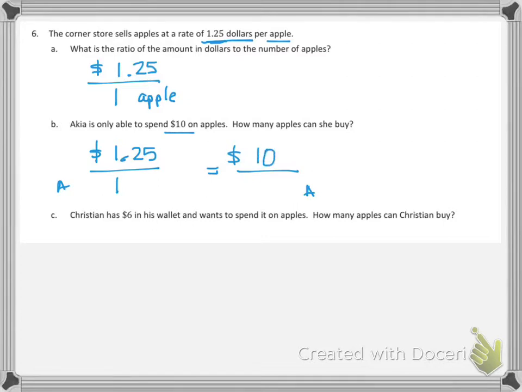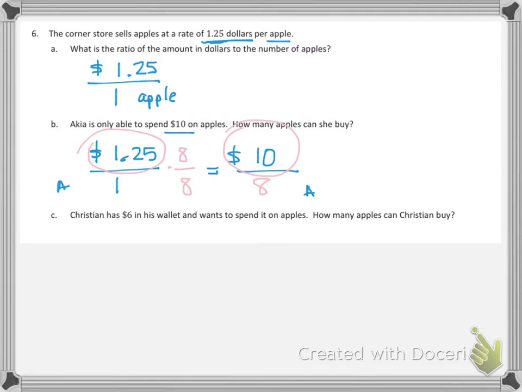Now, $1.25 times something is 10. If you don't know that fact, then divide, work backwards. Take this 10, put it in your calculator, divide it by the $1.25. 10 divided by 1.25 is equal to 8. So 8 is my constant. 1.25 times 8 is 10. So 1 times 8 is the number of apples I can buy. So $10 will get Akia 8 apples.